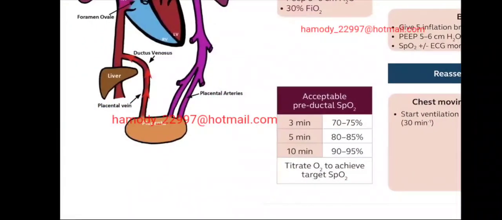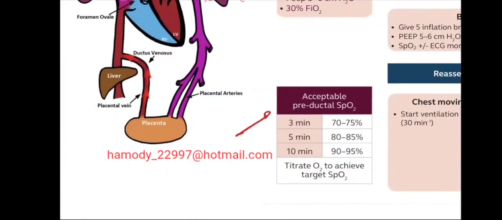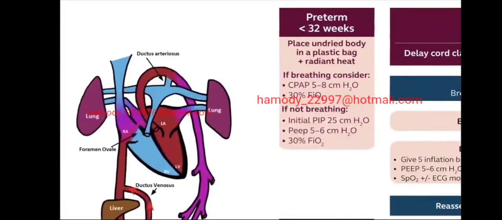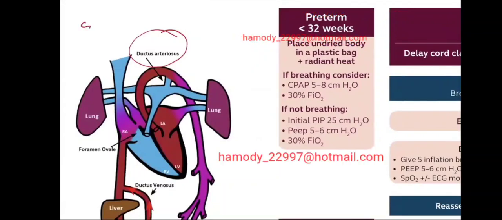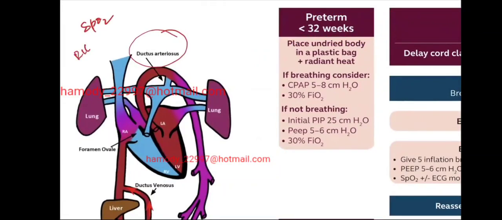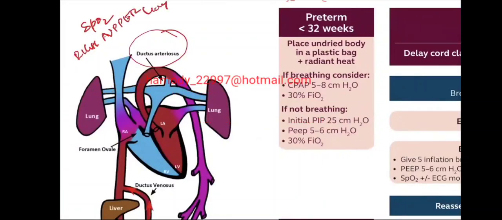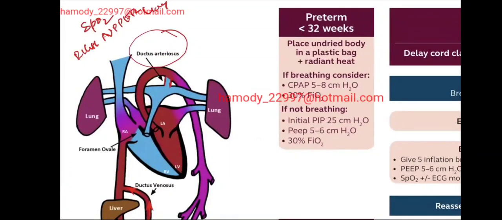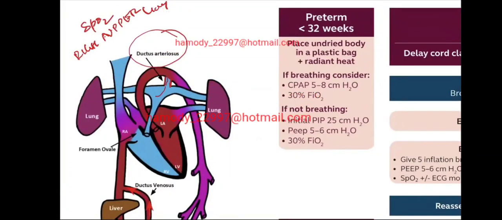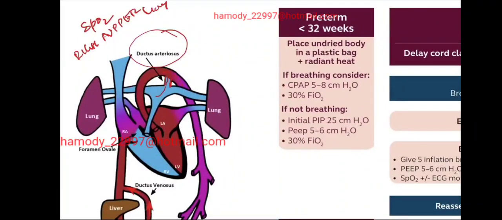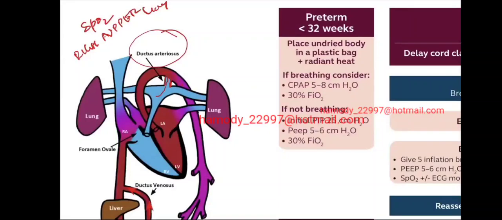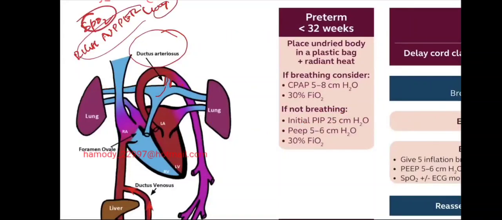Next thing is acceptable pre-ductal SpO2. Let me break this down. This is an important concept. There is a ductus arteriosus here. Before this, you need to check for the SpO2. That means you are checking in the right upper limb to be more precise. You do not want to check anywhere else because the ductus arteriosus will connect to the aorta and it will mix the deoxygenated blood with the oxygenated blood. The ductus arteriosus will remain patent soon after the birth, so you will not get an accurate reading. So you need to always check in the right upper limb for the SpO2.